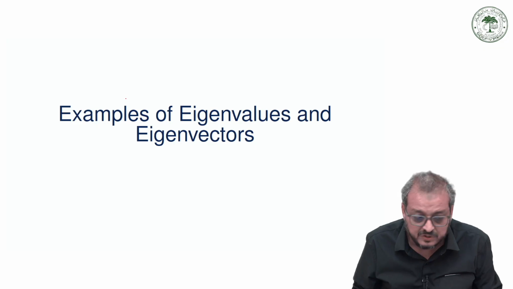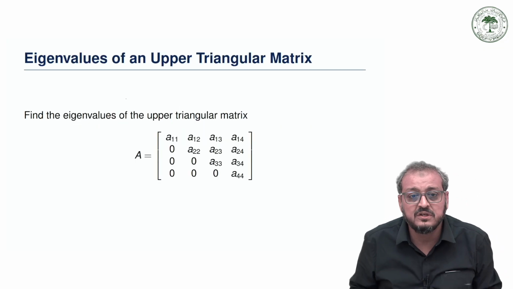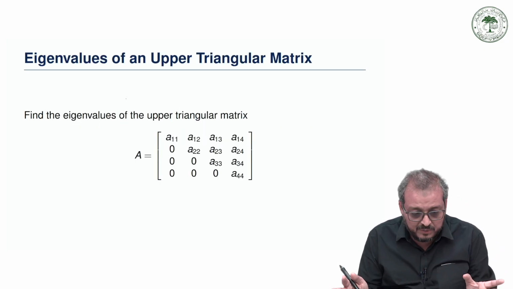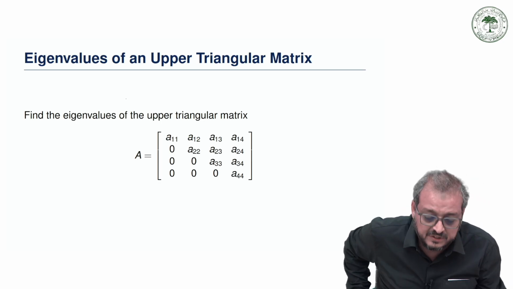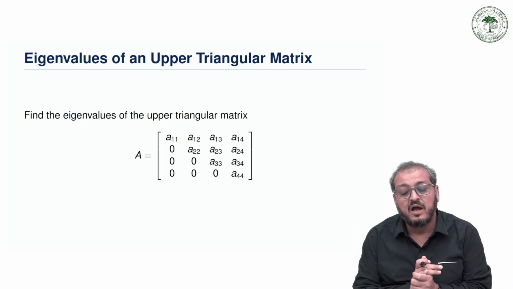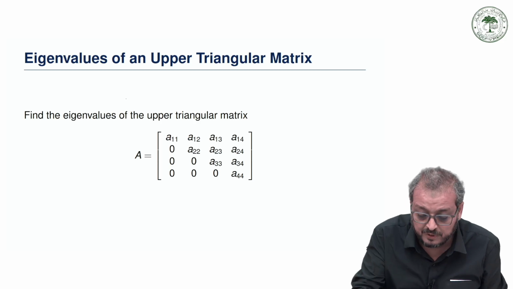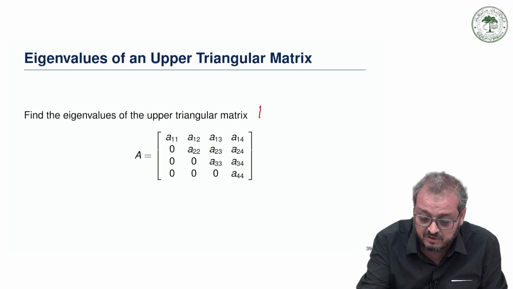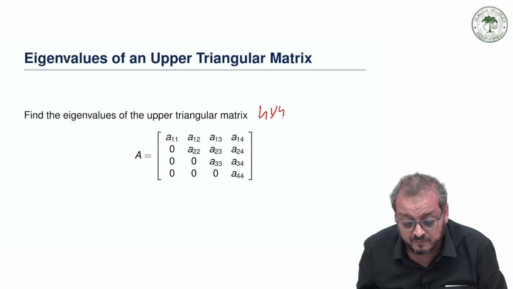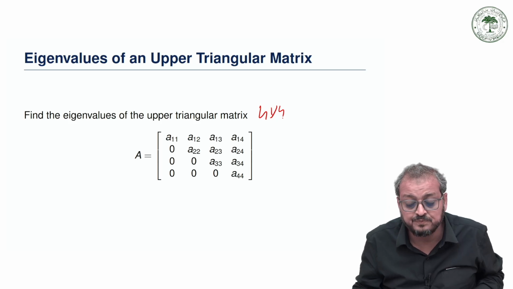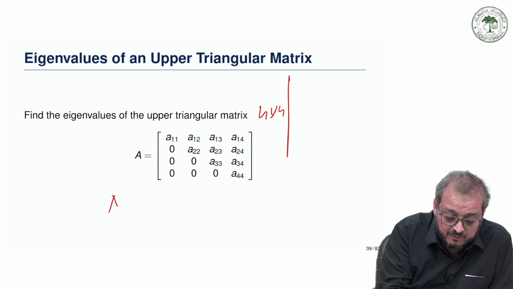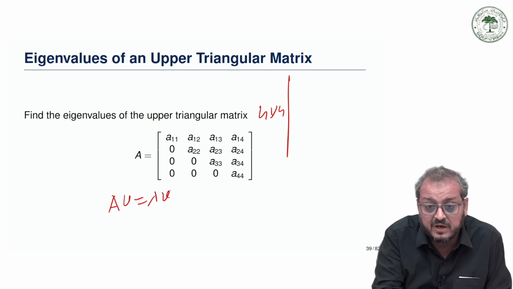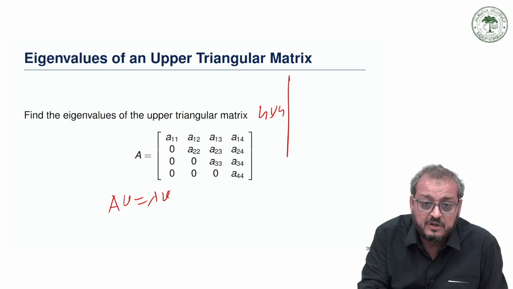Okay, let's begin with the eigenvalues of an upper triangular matrix. So we try to find the eigenvalues of this 4 by 4 upper triangular matrix. We know that we have to write Av equals lambda v, for some vector v.